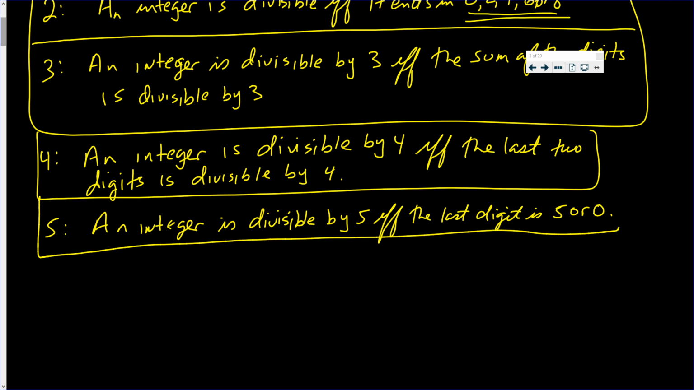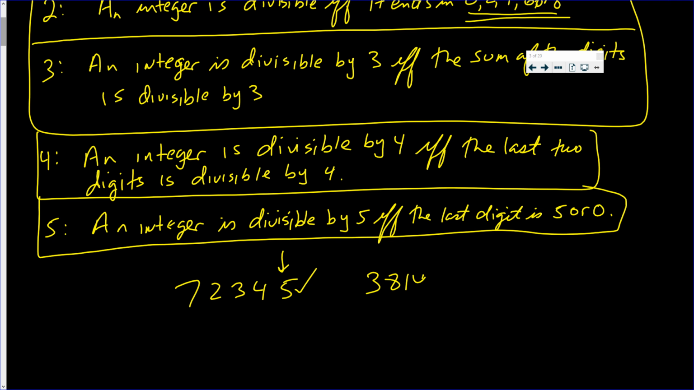Very, very simple rule. 7, 2, 3, 4, 5. Is this number divisible by 5? Just look at the last digit. If it's 0 or 5, then it's divisible by 5.